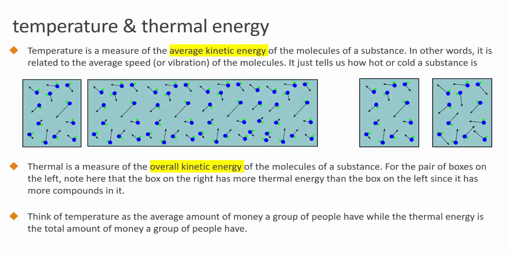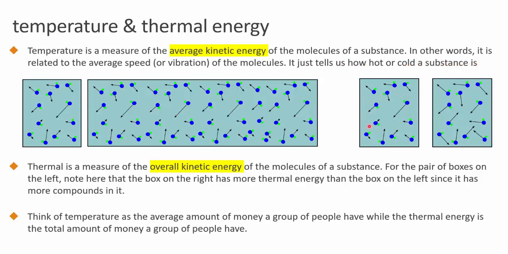When we talk about temperature and thermal energy, since both of them relate to the kinetic energy at the molecular level, it's easy to confuse between them. Temperature is a measure of the average kinetic energy of the molecules or compounds of a substance. In other words, it is related to the average speed or vibration of the molecules. It also just tells us how hot or cold a substance is.